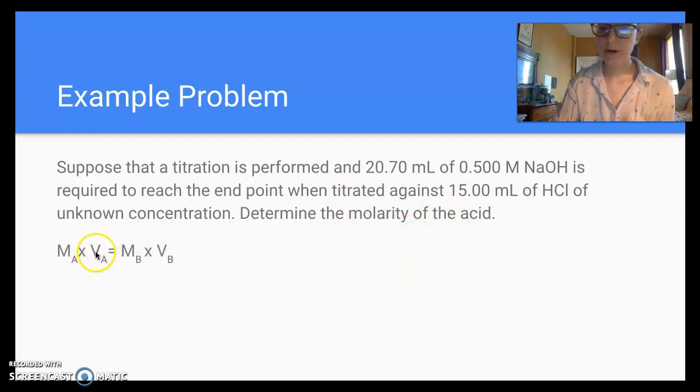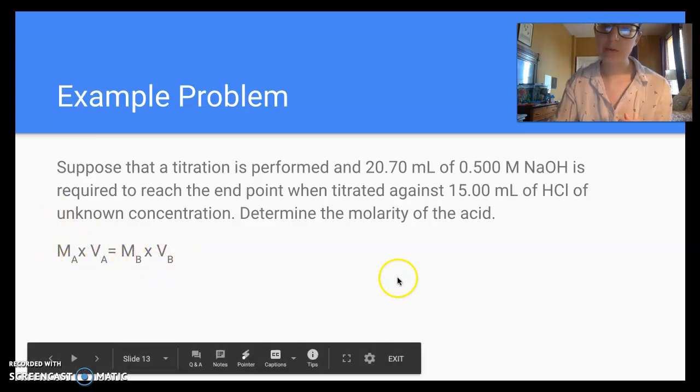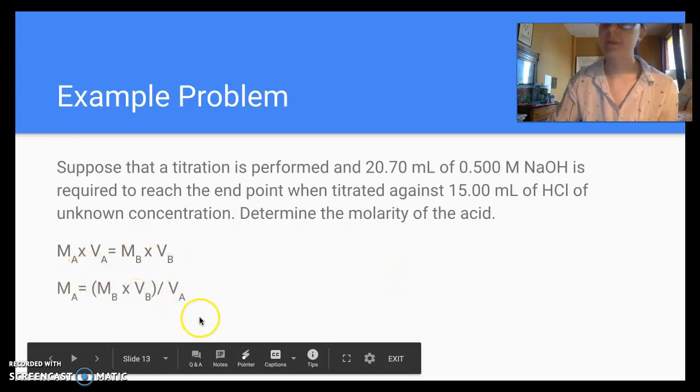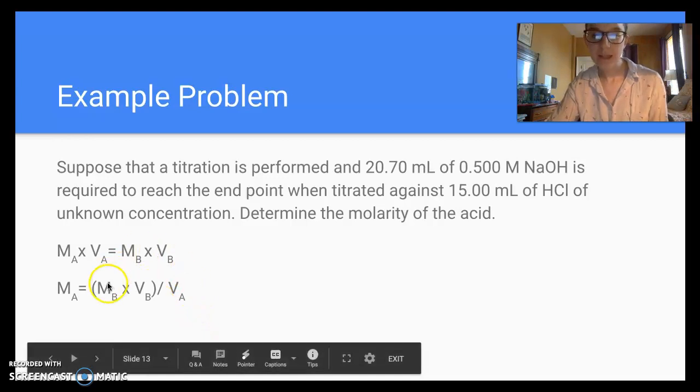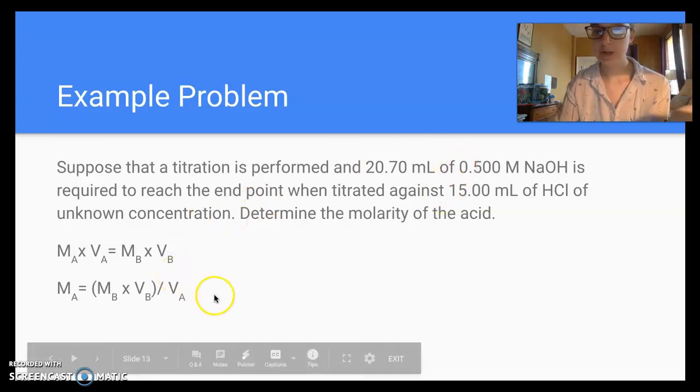So we're going to start with our general setup. Ma times Va equals Mb times Vb. And we are solving for Ma, so I'm going to rearrange that equation just a hair, divide everything by the volume of the acid. Everything on this right side of the equation is known and is given in the problem. So we can basically plug and chug.